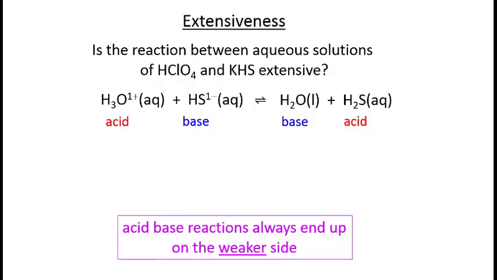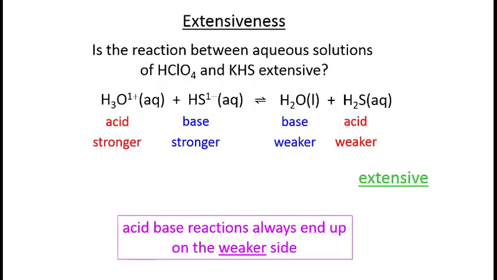We go back and assign the comparative strengths of the 2 acids and the 2 bases. Noting that the weaker side is the product side, this reaction should end up mostly products, which makes it an extensive reaction. To use this simple rule of thumb, you should see that we need to identify the acid and base in both the reactants and the products. We also have to be able to navigate the acid-base chart. Be sure to work some examples so you become comfortable with this.